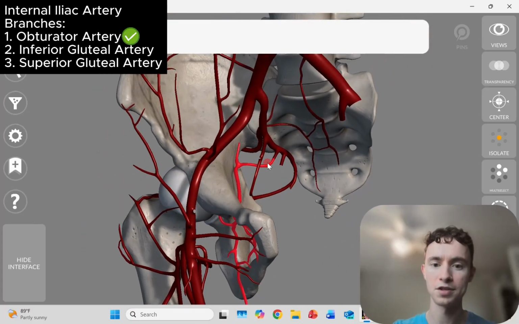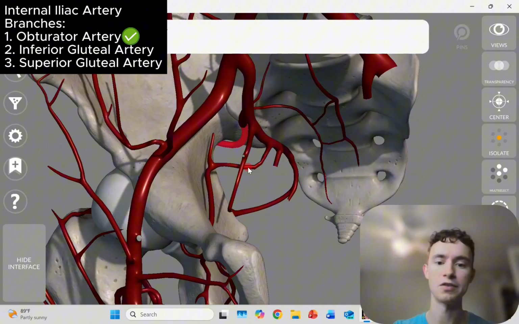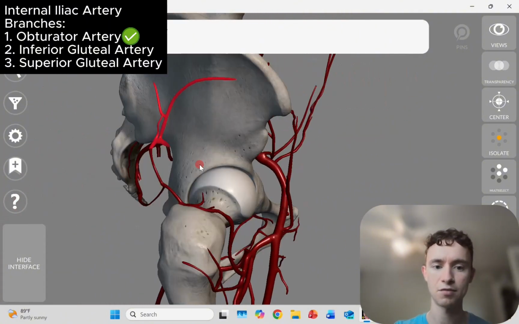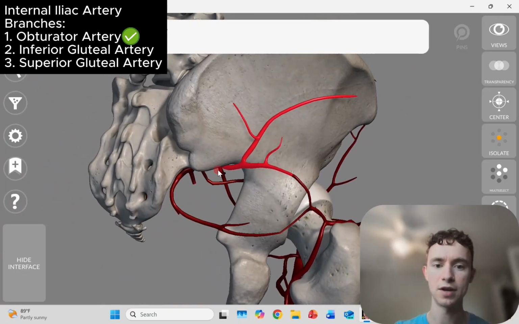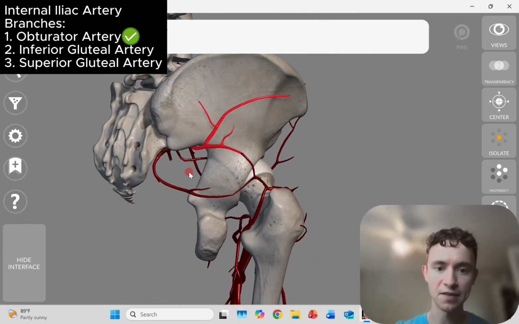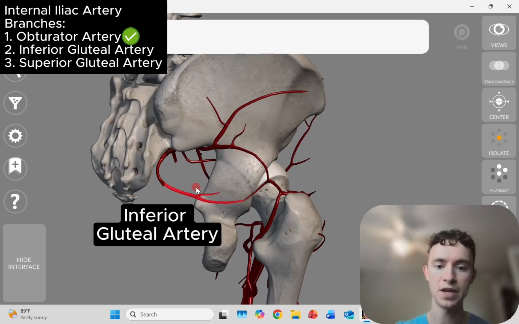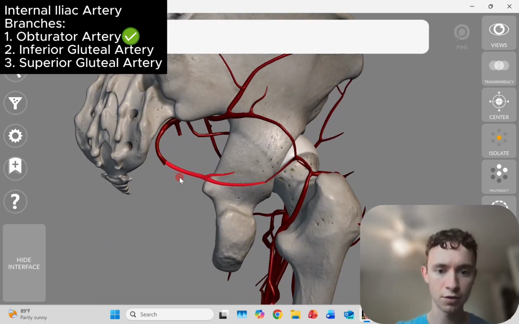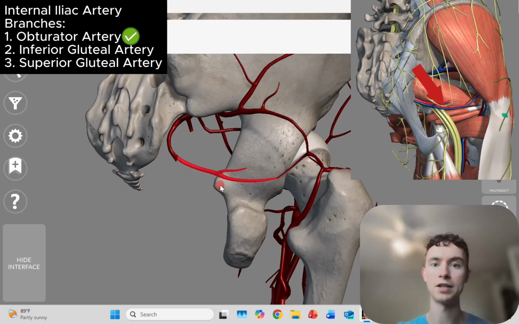Our next couple arteries that we want to talk about are the gluteal arteries. So we have the superior and inferior gluteal arteries. I'm going to spin this around so we can visualize this better. As you know, our glutes will sit back here. Let's start with the inferior gluteal artery. The inferior gluteal artery runs real close to the inferior gluteal nerve, supplying the gluteus maximus.